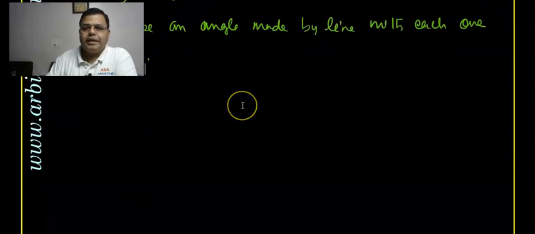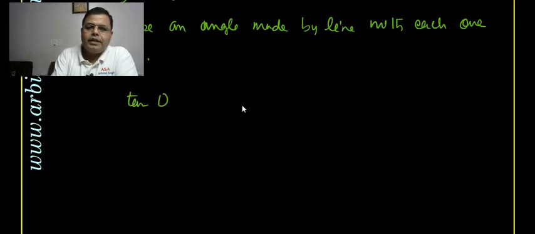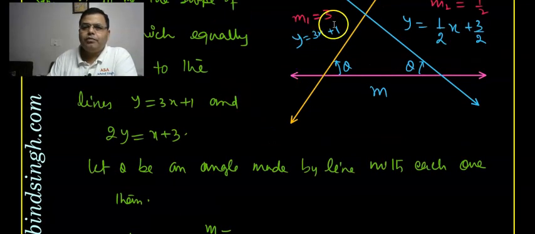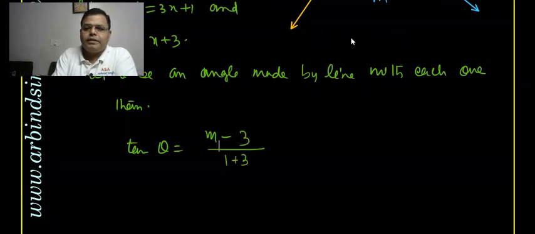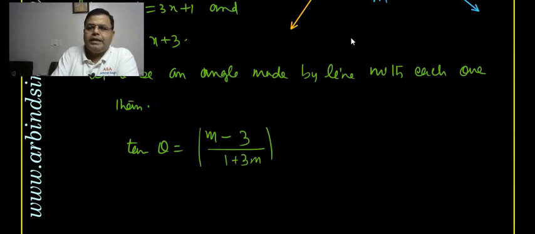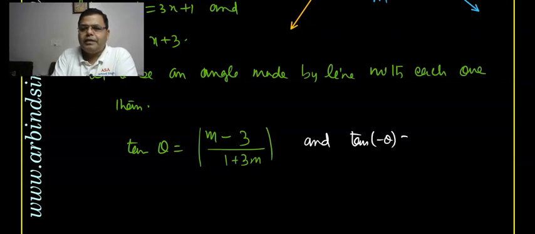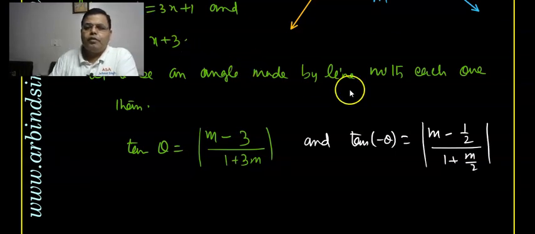Then tan theta is equal to what? The first one is theta, and the second one will be minus theta. So what will that be? m minus the slope, and the slope of this is 3, so (m minus 3) upon (1 plus 3m). And the second one, tan of minus theta, is equal to (m minus half) upon (1 plus m by 2).